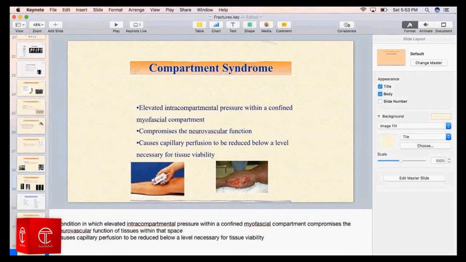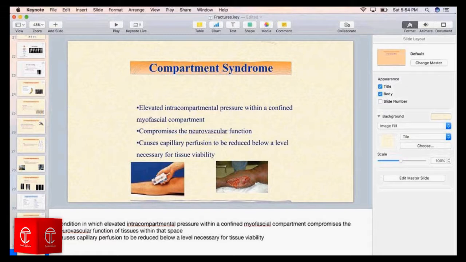So in our body, all the muscles, or a group of muscles, are confined inside a myofascial compartment. In one region there is a bone, and all around there is a fascia, so the muscle is inside a compartment. Normally, at rest, the intracompartmental pressure is 0 millimeters of mercury, or sometimes 0 to 1. And during physiological movement, it may rise up to 3 to 5 millimeters of mercury.